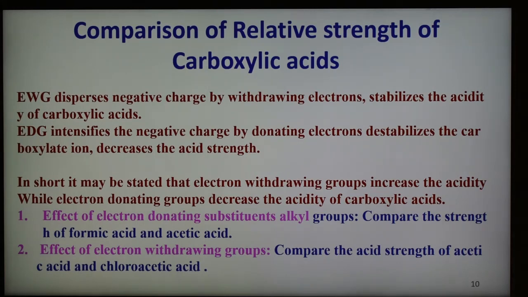Therefore, we can say that chloroacetic acid is a stronger acid as compared to acetic acid, because in the case of acetic acid, the methyl group donates electrons and destabilizes the acetate ion. In the case of chloroacetic acid, the Cl atom withdraws electrons and stabilizes the chloroacetate ion. So this is the example of the comparative relative strength of carboxylic acids.